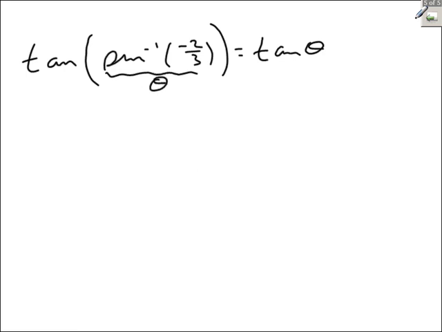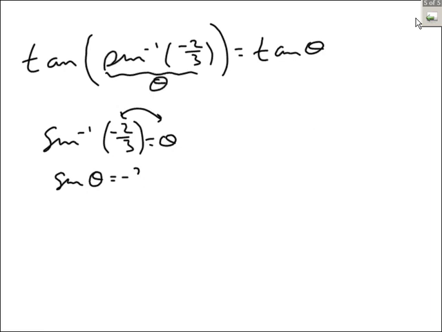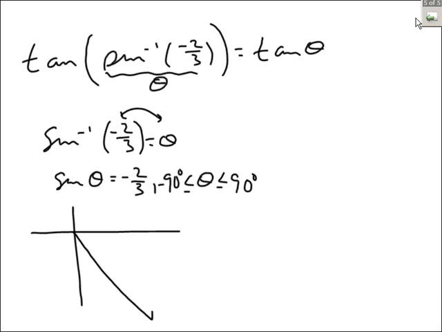Oh my, how do we do that? Well, we know something about the angle. We know the sine of the angle is negative 2/3, and the angle is in between negative 90 and positive 90. Since the sine of the angle is negative, it's not in quadrant 1. It must be in that other quadrant, quadrant 4. Sine inverse is defined in quadrant 4 and 1.